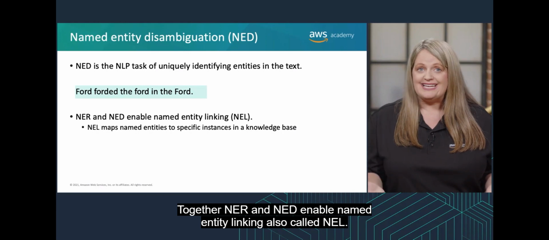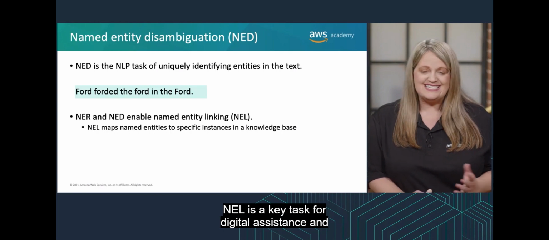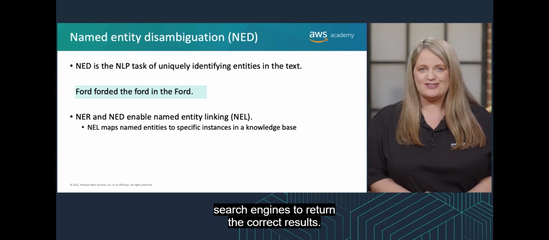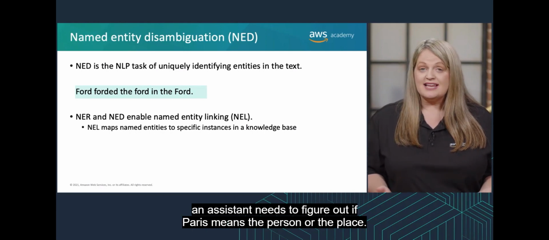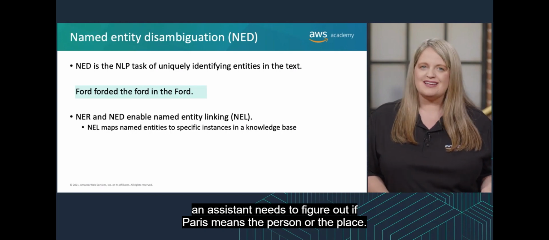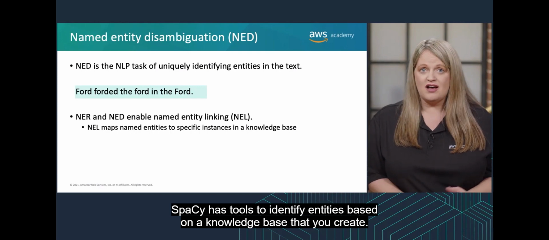Together, NER and NED enable named entity linking, also called NEL. NEL is the key task for digital assistants and search engines to return the correct results. For example, if you search for news about Paris, an assistant needs to figure out if Paris means the person or the place. spaCy has tools to identify entities based on a knowledge base that you create.